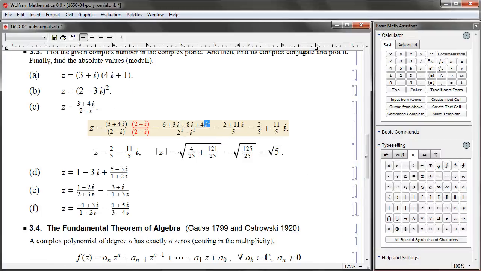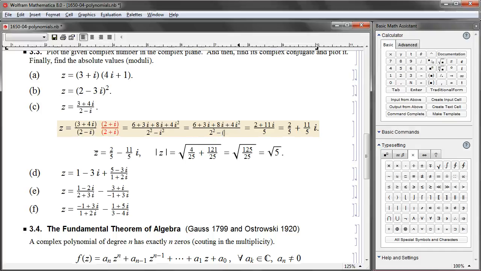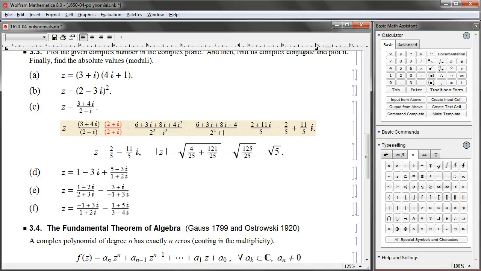Looks like this is too big. I cannot squeeze in anything anymore here. So let me copy this one down. Okay. This i squared is replaced by negative 1, and then this i squared is replaced by negative 1. Consequently, we have this negative 4. And let's see, negative of negative, what do we get? We have 2 squared plus 1.